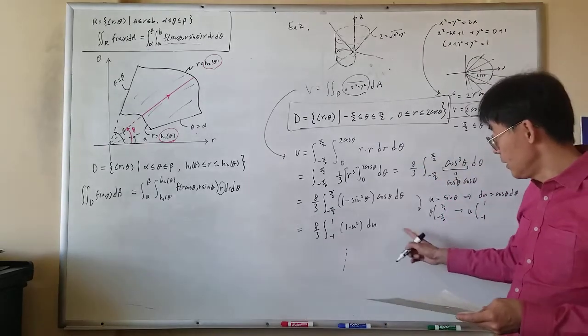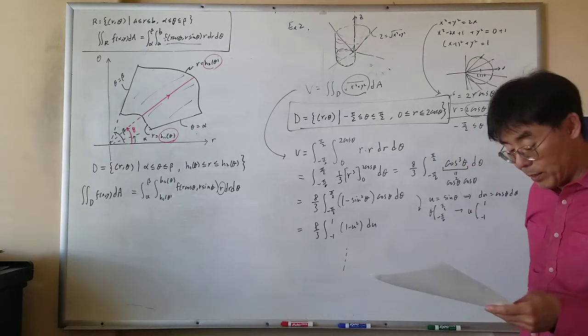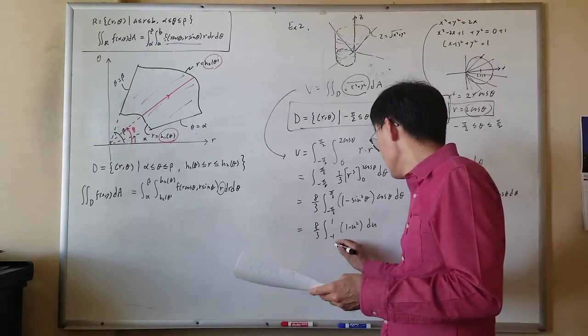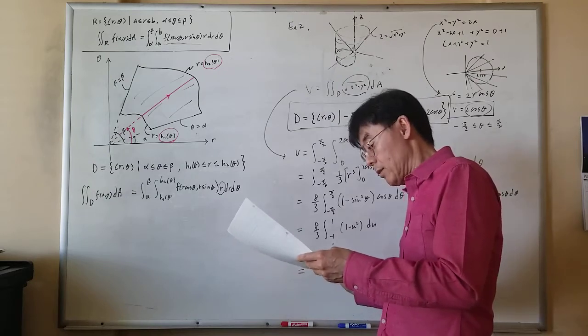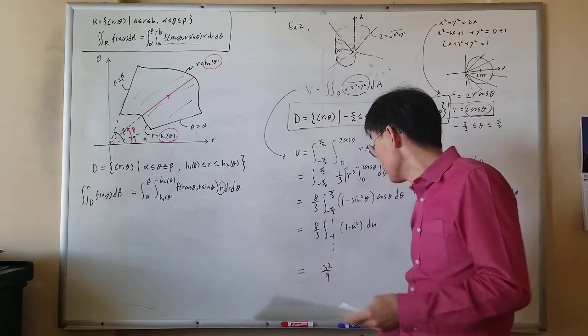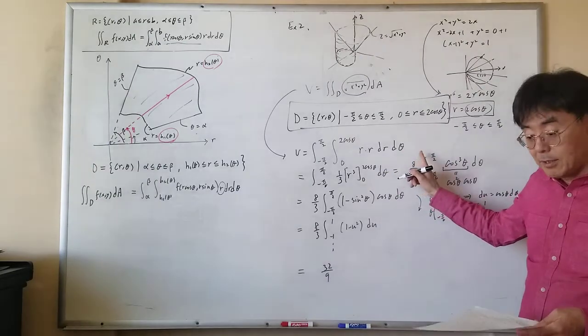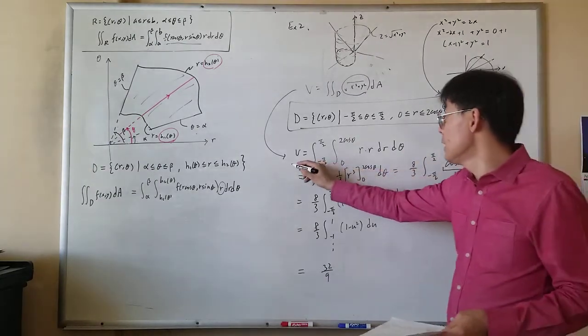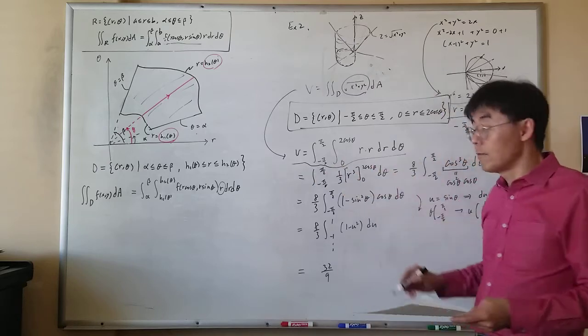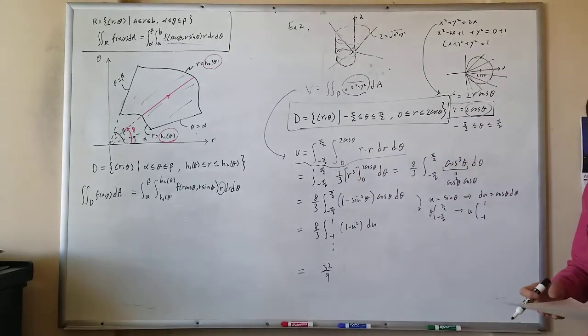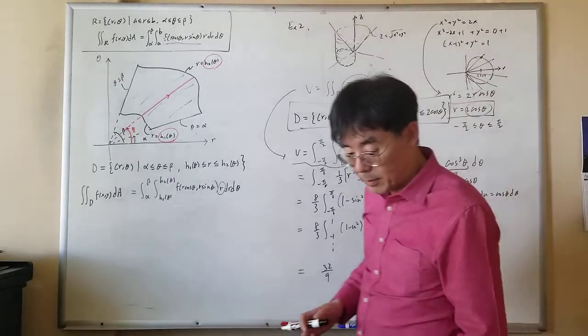I did it in a slightly different way, but you can do it the same way. Either way, same thing. So you have 32 over 9. All right? So the most important step is getting this iterated integral in r and theta for the type 2 polar region. Okay?